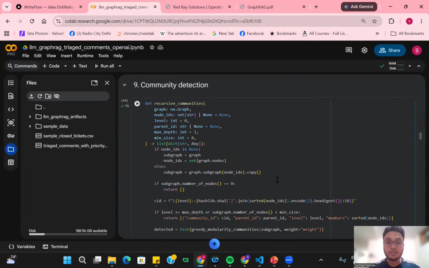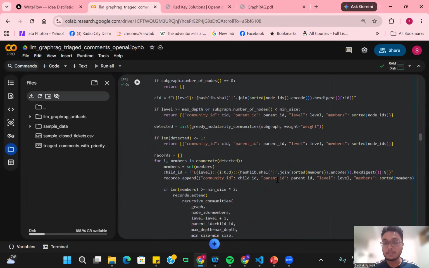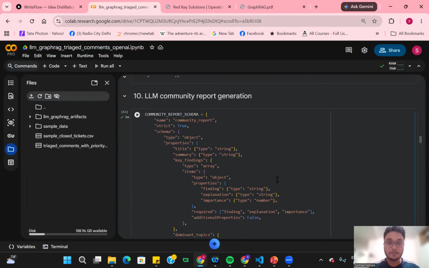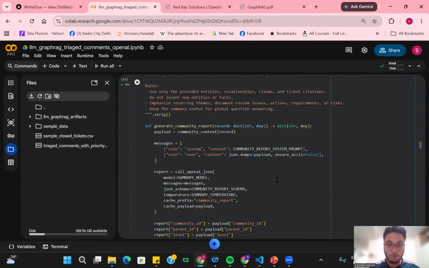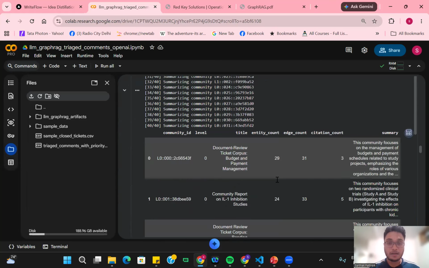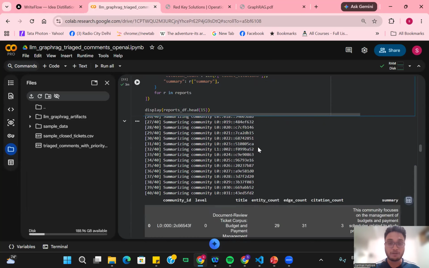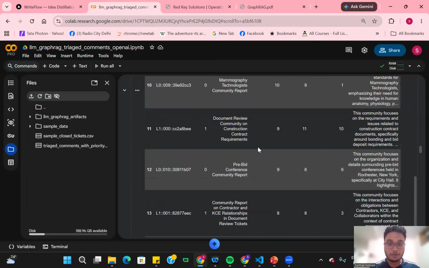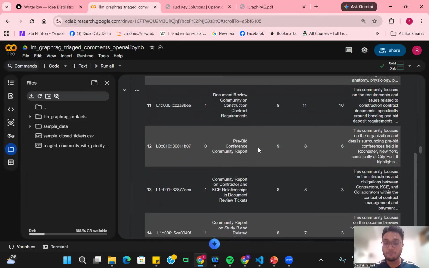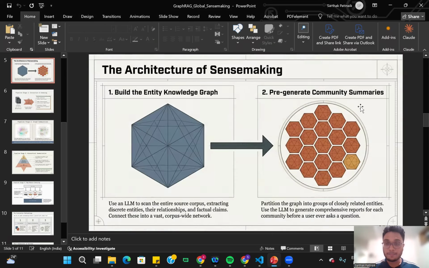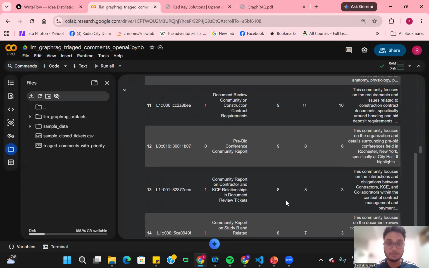And then we use community detection to detect the various communities which are part of the data set from the LLM derived entities and relationships. Then we design a report, and this is the part of the program where it's summarizing community information, and we store the summary of every community in a data frame. So this is the part of the procedure where every single community's information is being summarized and stored meticulously.